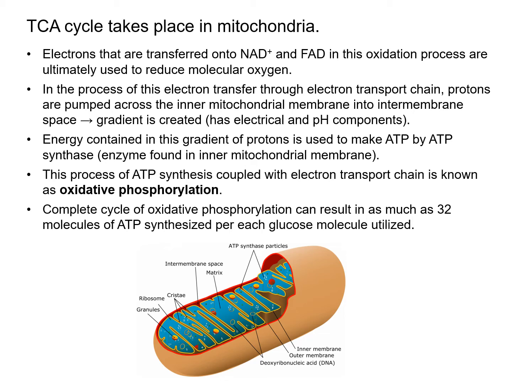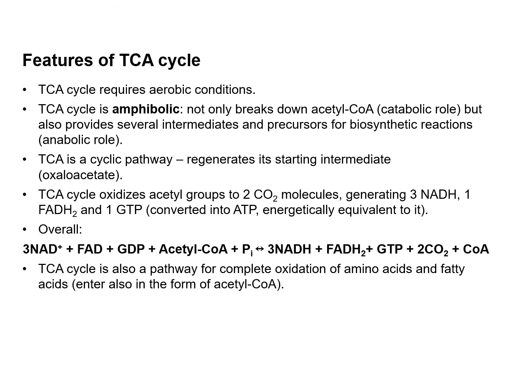And the energy contained in this gradient of protons is used to make ATP by the enzyme called ATP synthase, which is found in this inner mitochondrial membrane. This process of ATP synthesis is coupled with the electron transport chain, and it is known as oxidative phosphorylation, which we're going to discuss in detail in the next lecture. A complete cycle of oxidative phosphorylation can result in as many as 32 ATP molecules synthesized per glucose molecule utilized.